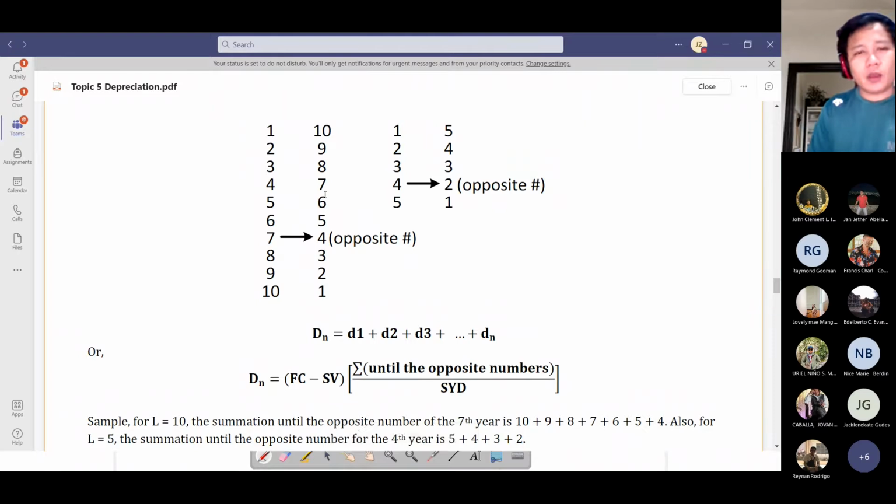That's all. What if what you need to find is the total depreciation until the 8th year? Just find the opposite, that is 3. And then your numerator would be 10 plus 9 plus 8 plus 7 plus 6 plus 5 plus 4 down to plus 3. That's all. So you just have to sum up until the opposite number itself. That's really all. You just sum it up.